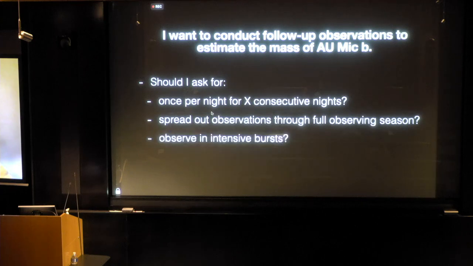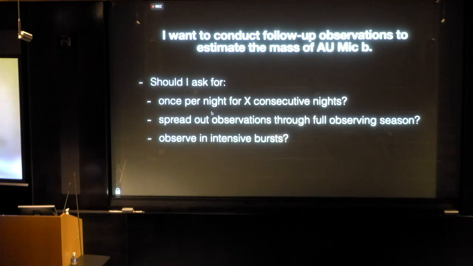Or should I observe in intense bursts? So 1, 2, 3, 4, 5, 6, 7, 8, and so on. And so there are several knobs that you can tune to construct observing strategies, and that affects the baseline, so the total time span from the first night of observation to the last night, as well as the placement of the gaps in these observations and the size of these gaps. And so this is a complicated but discrete parameter space.